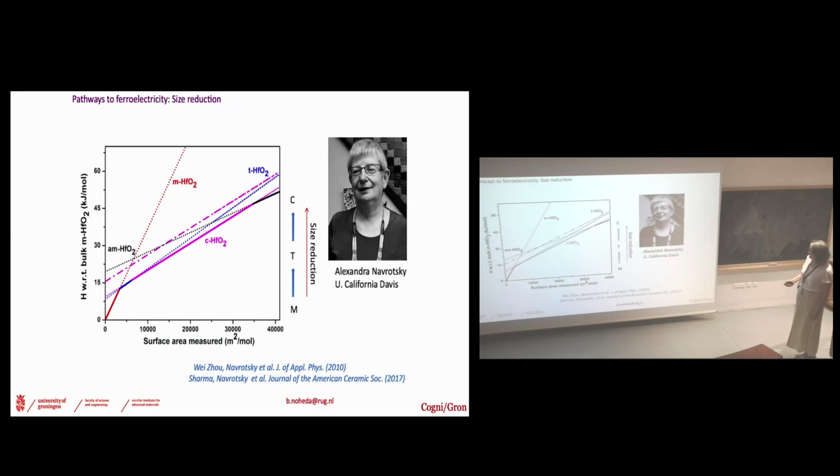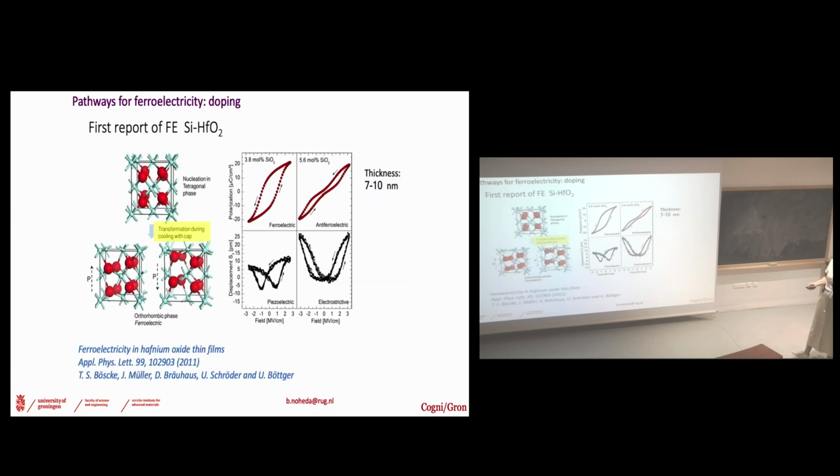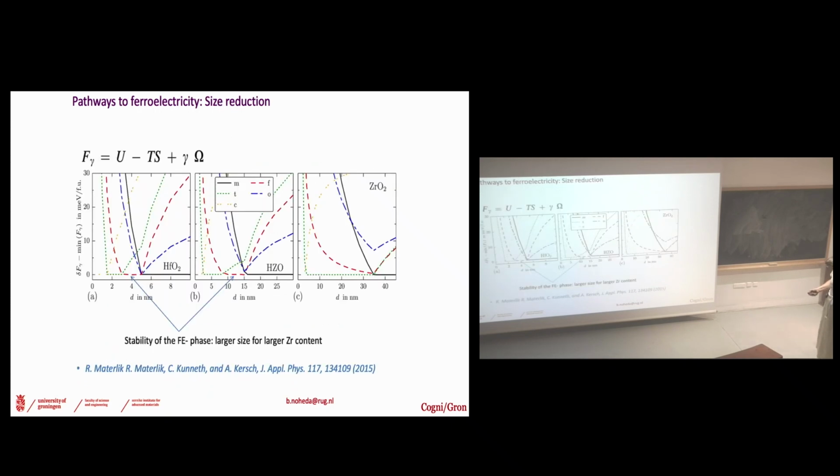So this is Alexandra Navrotsky, and she has, as I said, a lot of work on what happens when you change the nanoparticle size. By changing the nanoparticle size, you can stabilize the tetragonal phase, but if you decrease the nanoparticle size even further, you can even stabilize the cubic phase. So for small enough particles, the cubic phase could be the stable phase. So this is the work that was done, as I show you.